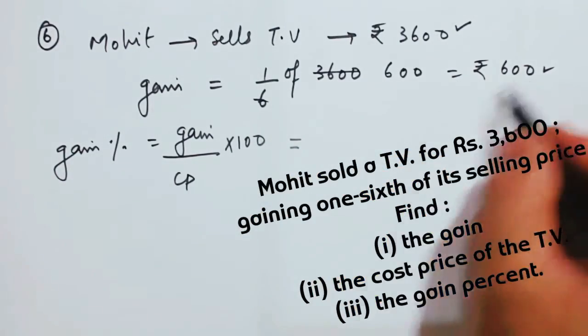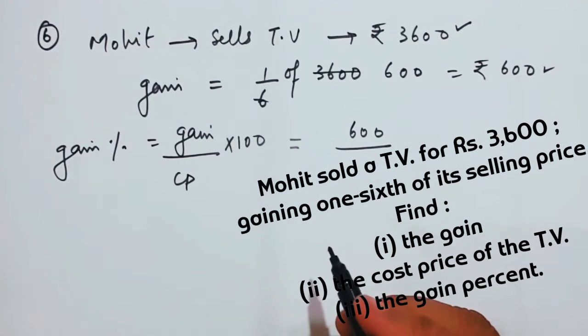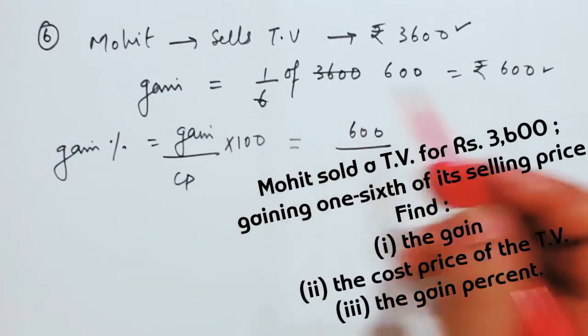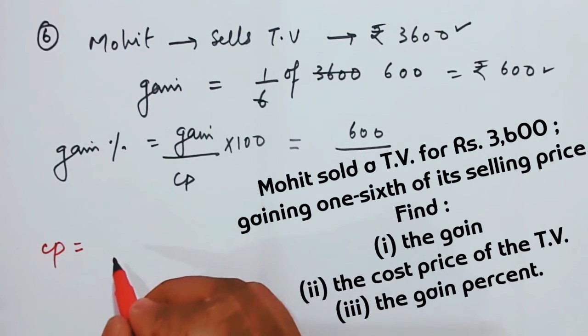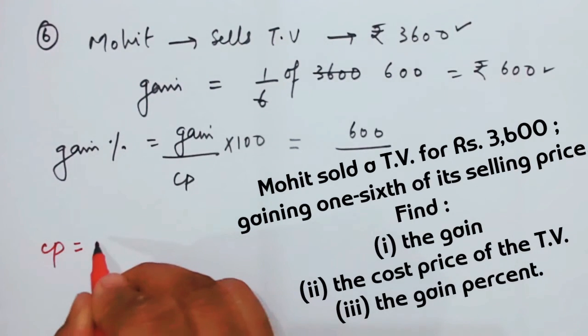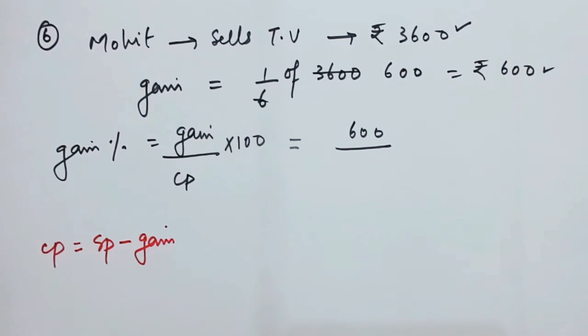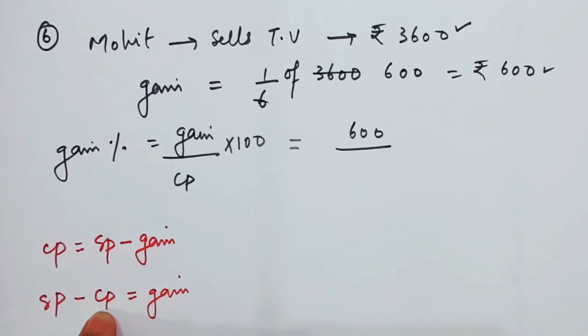Gain is 600. And what is the cost price? Whenever you earn profit, the cost price will be less, of course. So cost price will be equal to selling price minus gain. Now you'll say, how did you remember? I don't really remember. I know only one formula: selling price minus cost price is equal to gain. So to find the cost price, move it to this side and take gain to the other side, so cost price will be equal to SP minus gain. No need to use that much brain. Just remember that whenever there is gain, cost price is less. When it's less, subtract. Simple.